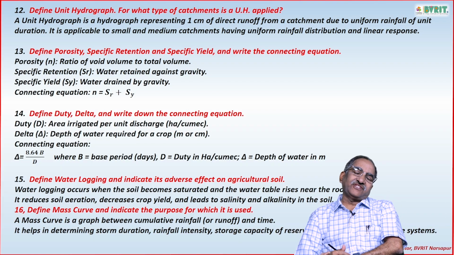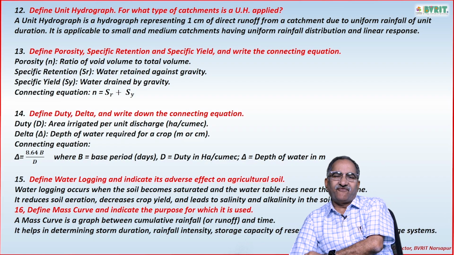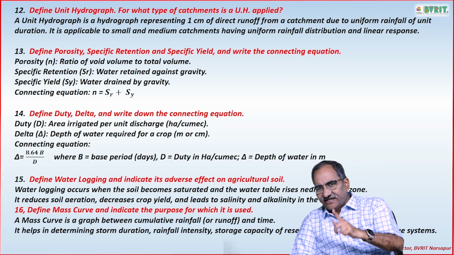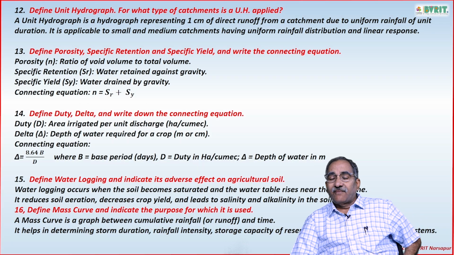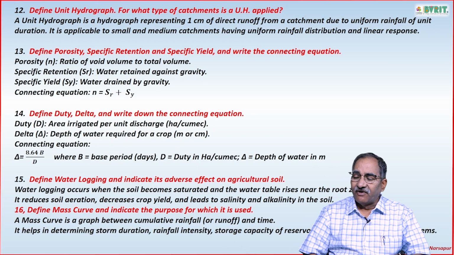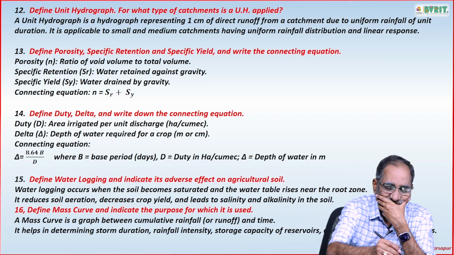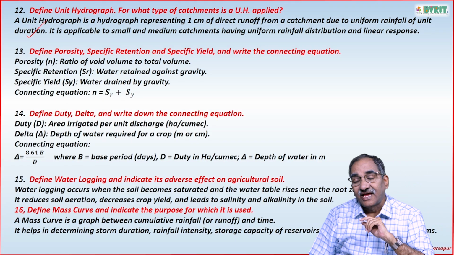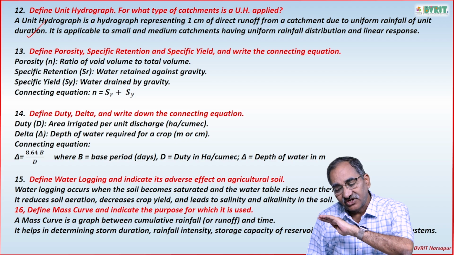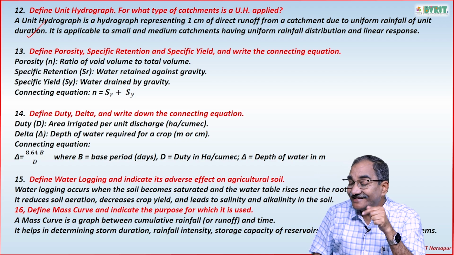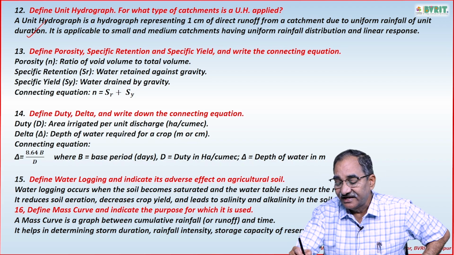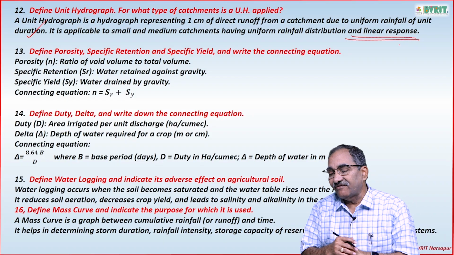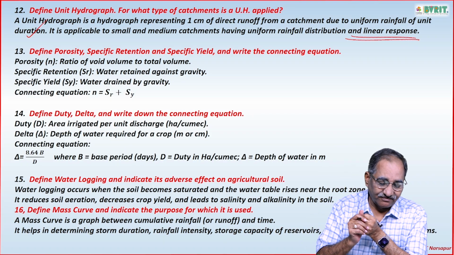Unit hydrograph is the hydrograph of direct runoff representing 1 centimeter of direct runoff from a uniform rainfall of unit duration. It is applicable to small and medium catchments having uniform rainfall distribution and where the response from the catchment is linear. This is very important actually.